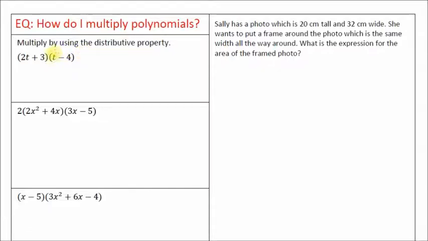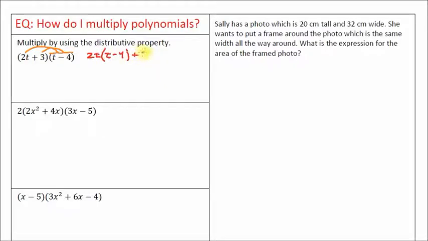here is you want to think about this. You're going to take this whole binomial, you're going to multiply 2t times that whole binomial, and then you're going to multiply the second term 3 times that whole binomial. So the way that ends up looking is this. 2t, you're going to write here 2t times t minus 4. So there is your first term of your first binomial multiplied by the whole second binomial.